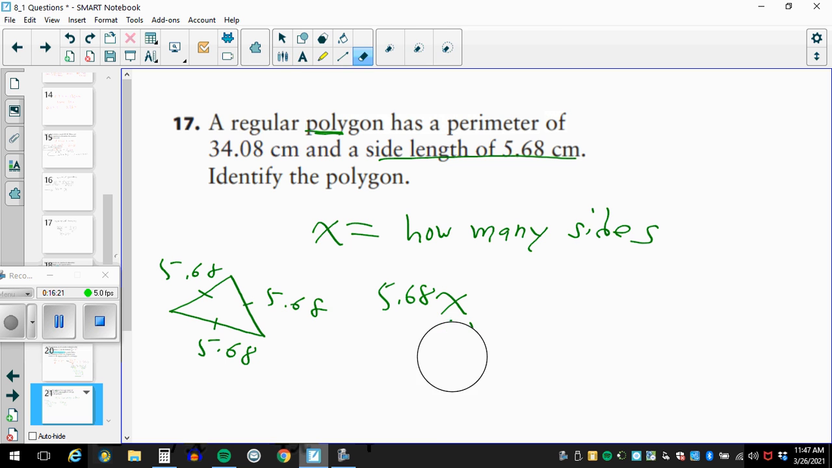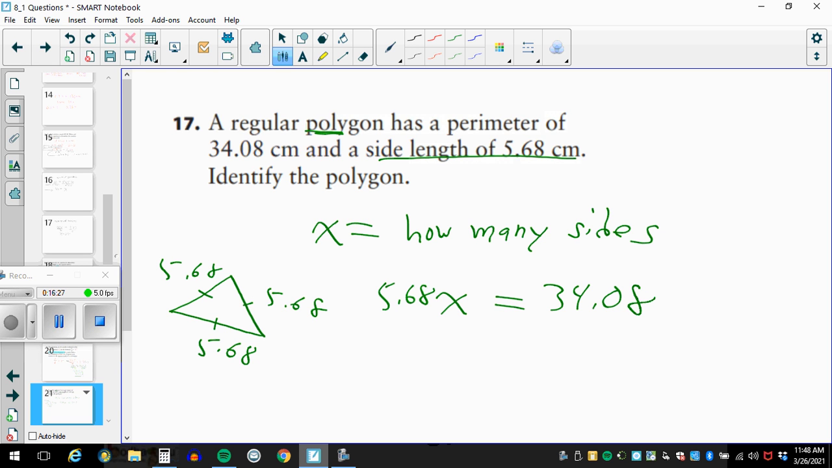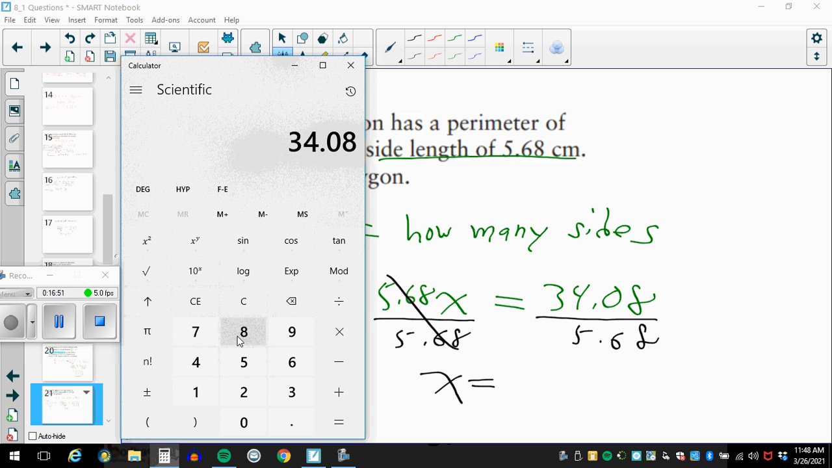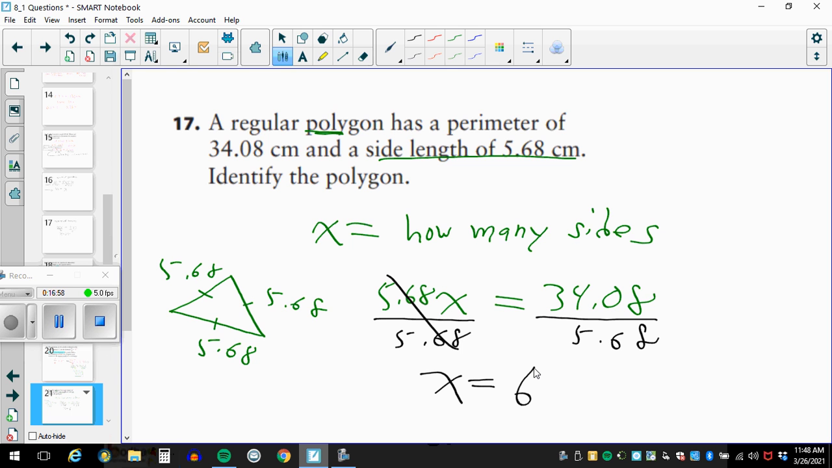But again, I don't know what it is, but I do know that whatever it is, this perimeter is equal to 34.08 centimeters. So however many sides there are, I'm multiplying it by 5.68 and I get this perimeter. So if I isolate the variable here by dividing both sides by 5.68, I am going to know what I multiplied it by to get the answer. I'm going to know what the number of sides is. So I take my 34.08 and divide it by 5.68, and it tells me there are 6 sides. So therefore, we are dealing with a hexagon. Okay? So therefore, identify the polygon. It is a hexagon. Yeah, it's a great one.